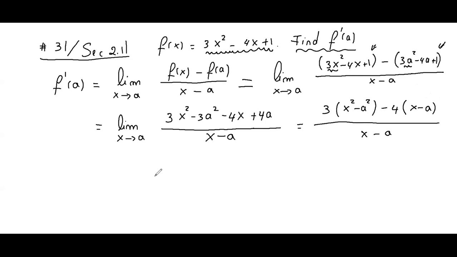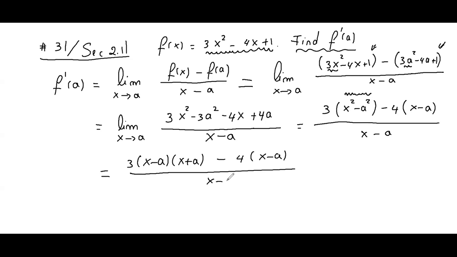And that's going to be equal to, and if you factor here, you can see that this guy here, x squared minus a squared, does factor. So that's going to be 3 times x minus a times x plus a. Remember, we did this before. We had x squared minus 1, things like that. That's the exact same thing here. Minus 4 times the quantity, and then it's going to be x minus a divided by x minus a.